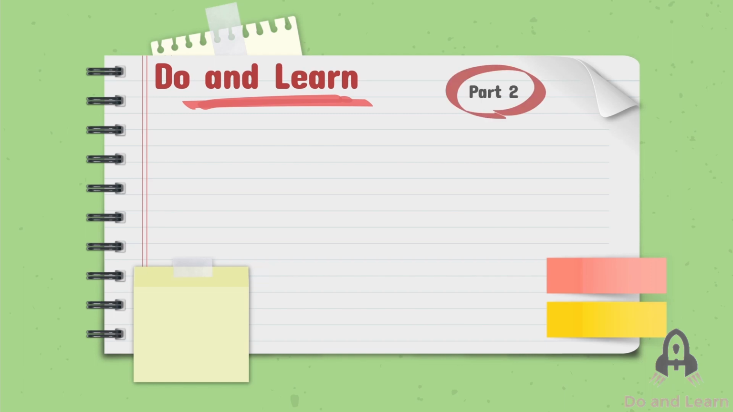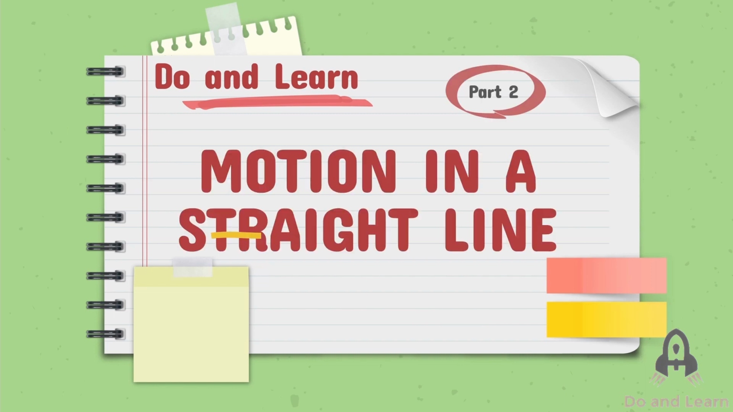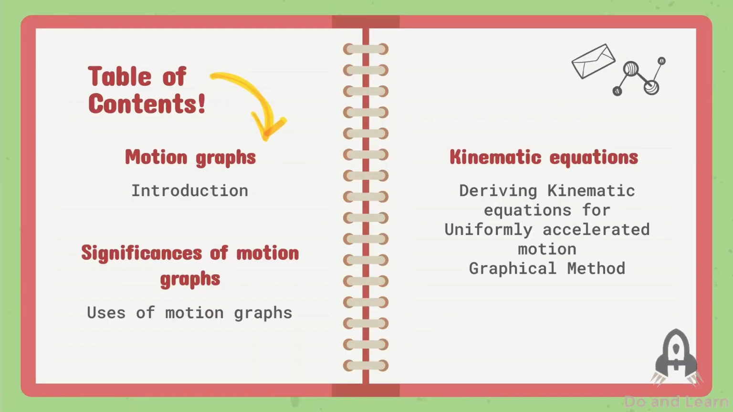This is part 2 of the chapter Motion in a Straight Line based on the NCERT syllabus from grade 11 Physics. The contents are motion graphs, the significance of motion graphs, the uses of motion graphs, and kinematics equations. We are deriving the kinematics equations for uniformly accelerated motion by the graphical method.